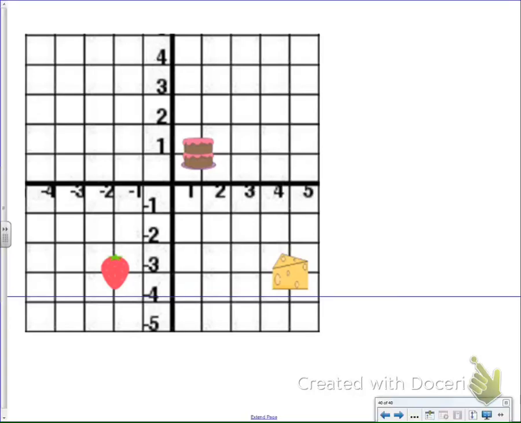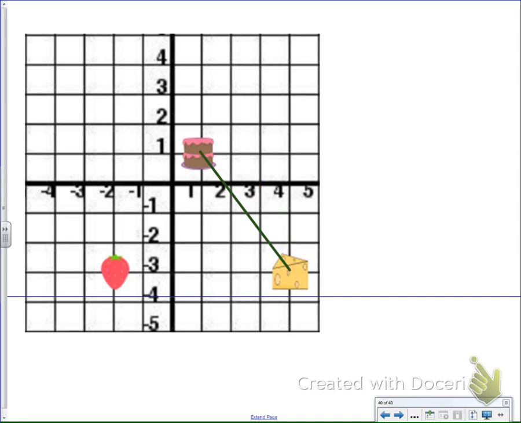Alright, sometimes we're going to find ourselves looking at a graph and saying, you know what, I want to get from this delicious looking cake over to this wonderful piece of cheese. Well, I can't read on a graph how far that is. There's no sure way for me to count, well, it's 1, 2, 3. It doesn't work out exactly.